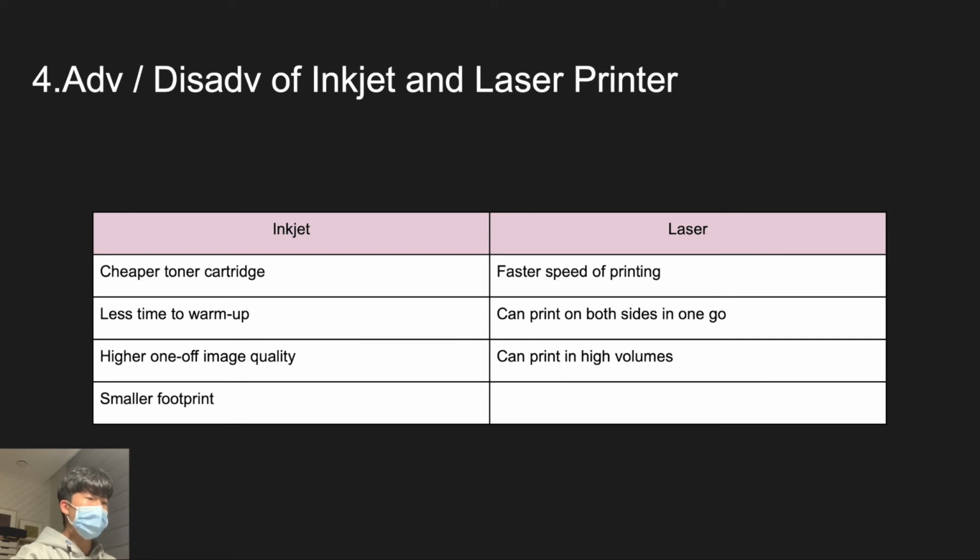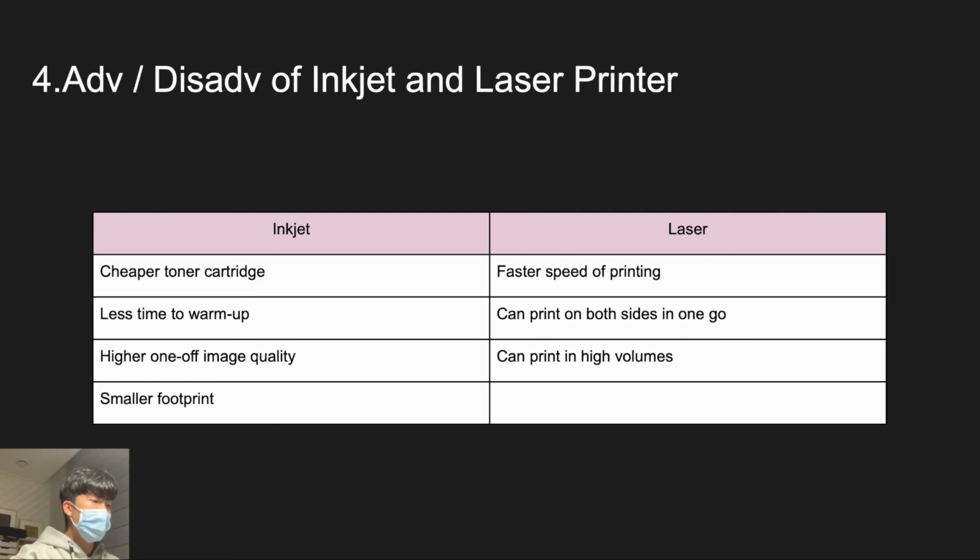Now for laser printer, it has faster speed of printing, it can print on both sides in one go, and it can print in high volumes. What I mean by printing both sides in one go is, if you want to print both sides using an inkjet printer, you have to print the first time, and then insert the paper again to print on the back side. So for disadvantages, you can write the opposite of each advantage, just like how it's explained on printing both sides.